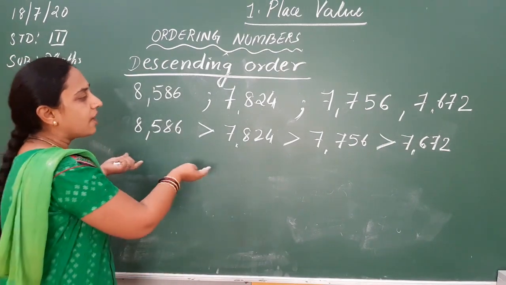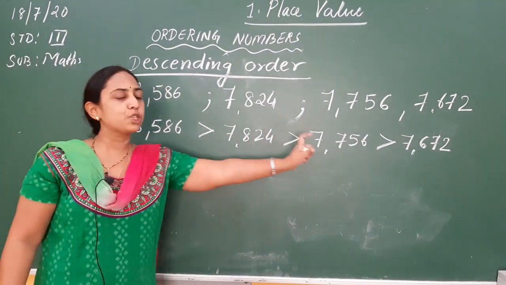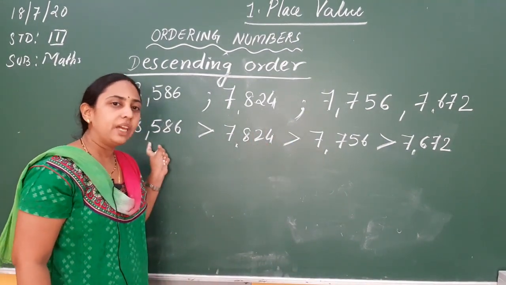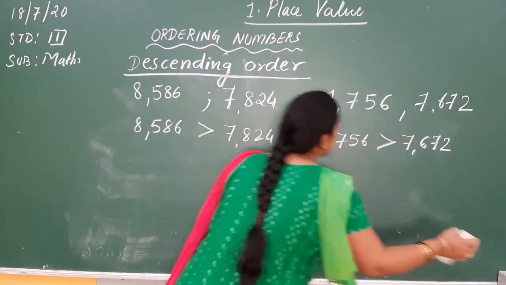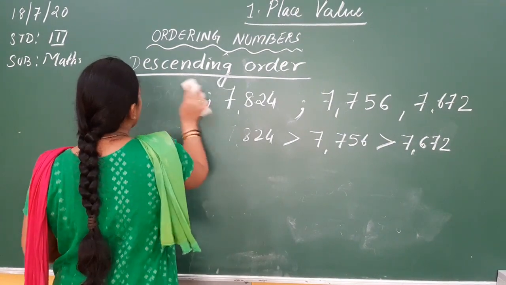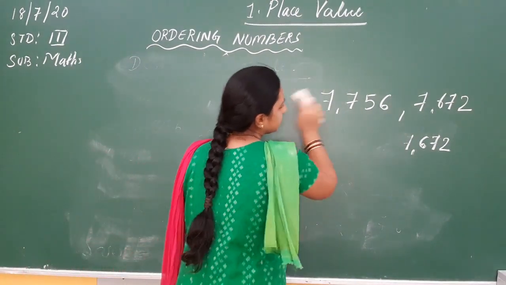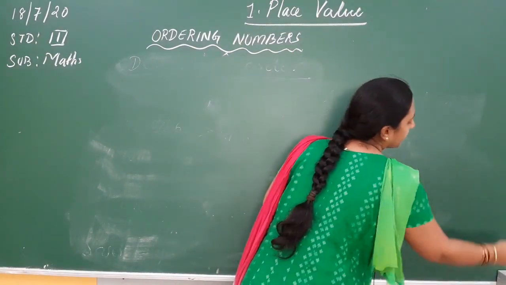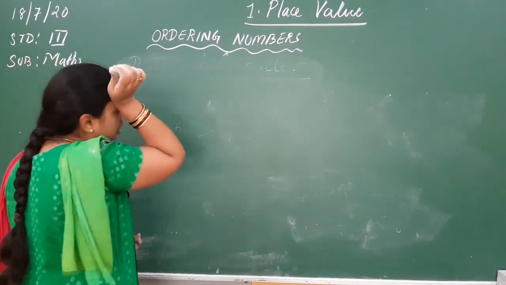So this is how we have arranged. So this is called descending, big to small. Descending means big to small, right? Now suppose we have some numbers and we have to arrange them in ascending order. So we will take some numbers and we will arrange in ascending order.